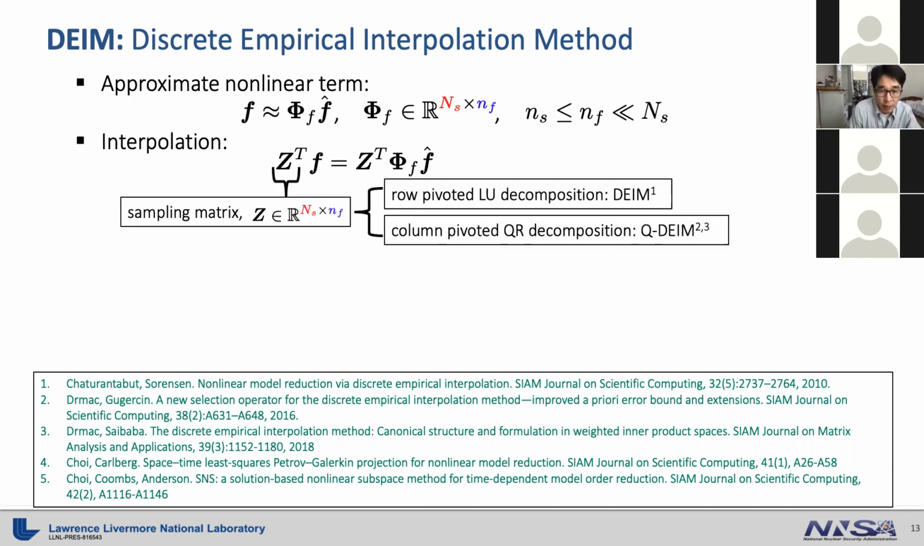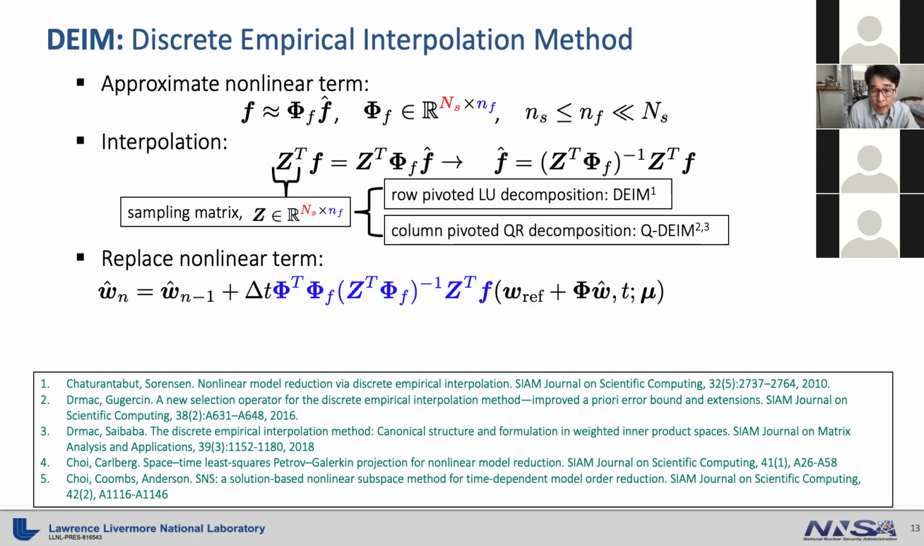Now, the sampling indices of the matrix Z can be obtained through various algorithms. DEIM and QDEIM are the popular ones. Then the generalized coordinate for the nonlinear term F hat can be obtained by solving the interpolation problem. Then you plug this expression into the reduced system of equations wherever the nonlinear term shows up. Then you will end up with these somewhat crazy looking equations.